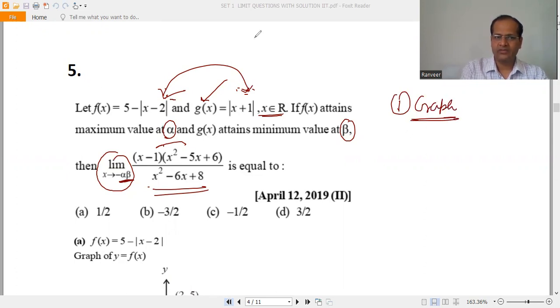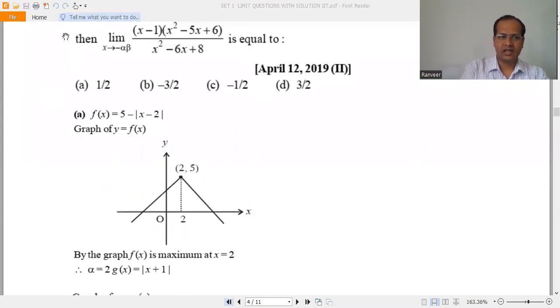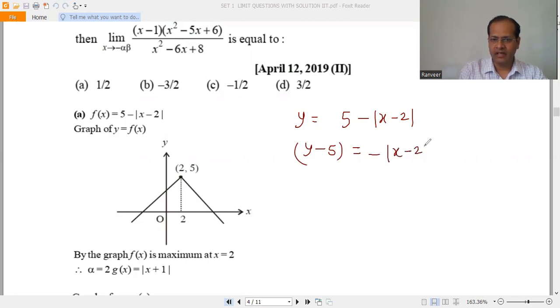Correct? Once we draw the graph, this question is very, very easy. Now, this is the first graph, f(x) equal to 5 minus |x minus 2|. So we can write y equal to 5 minus |x minus 2|. Correct? So y minus 5 equal to minus of |x minus 2|. When we take y equal to minus of mod of x, it is nothing but like this. Correct? So x minus 2.